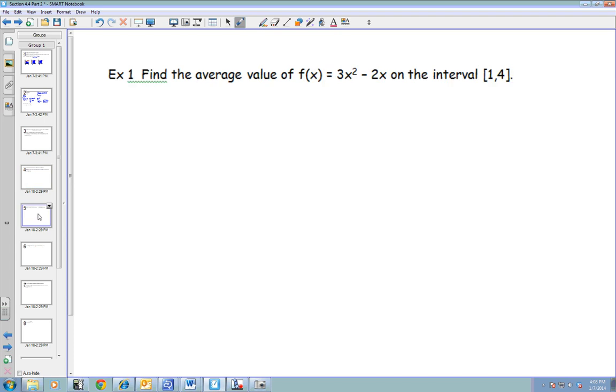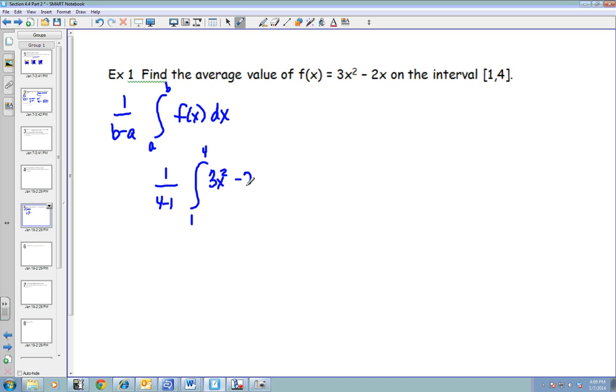There's just the definition again. I don't know why I had it twice. Find the average value of 3x squared minus 2x. So remember, here's the formula for average value. Okay, so I'm going to say 1 over b minus a. So 1 over 4 minus 1 times the integral from 1 to 4 of 3x squared minus 2x dx.